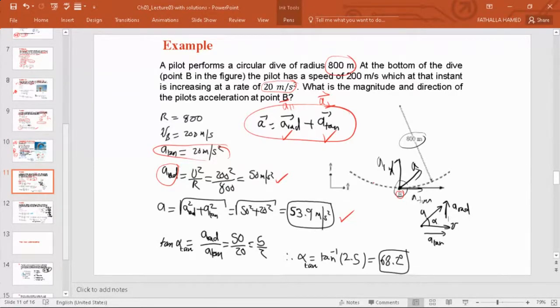So that's now the magnitude of your acceleration. They tell you here it has a speed of 200 meters per second. So at this point here, it has a speed of 200 meters per second, which at this instant is increasing at the rate of 20 meters per second squared. That's your tangential acceleration, that's increasing at this rate. That's what it means here. And that's why you say that your tangential acceleration here is 20 meters per second squared.